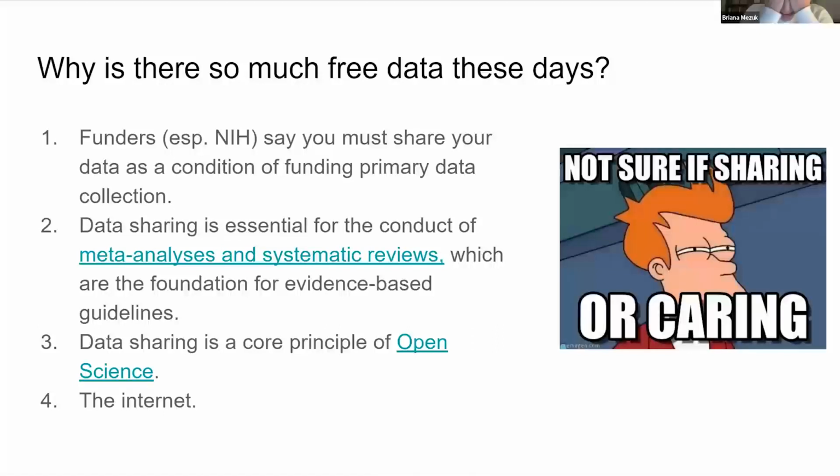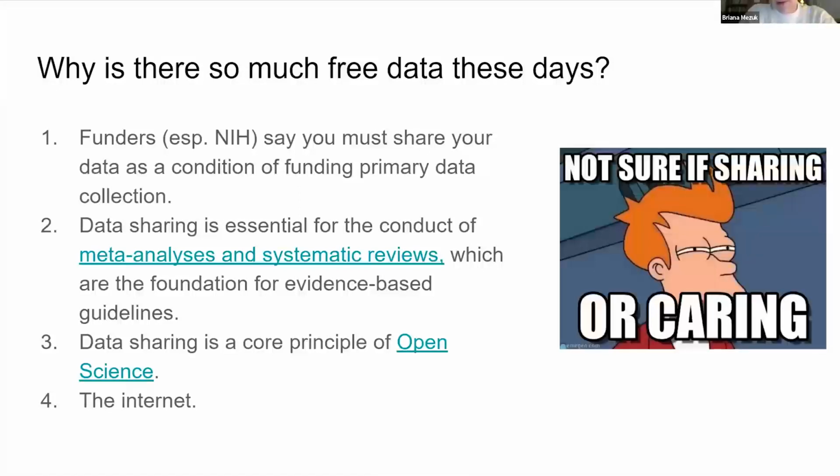So you might ask, why is there so much free data these days? There are four reasons. The first is that funders, especially NIH, say that if they'll pay you to collect primary data, the condition of funding is that you've got to share it. The second is that data sharing is really essential for the conduct of meta-analyses and systematic reviews, which things like the Cochrane Review and other efforts have really pushed the field of health research toward, to say this is how we're going to make decisions.